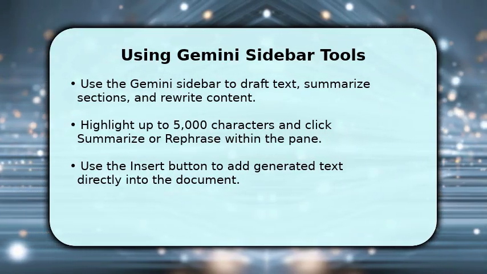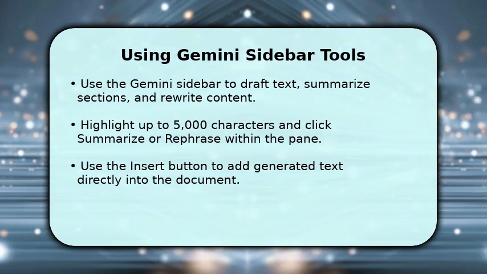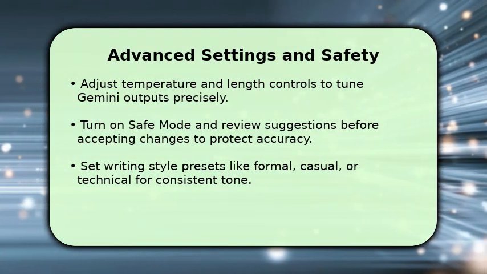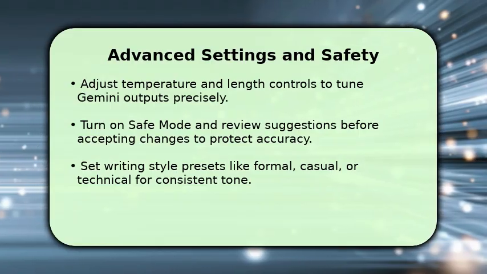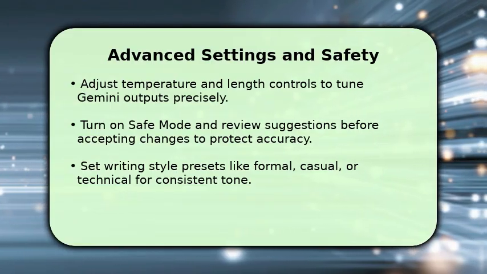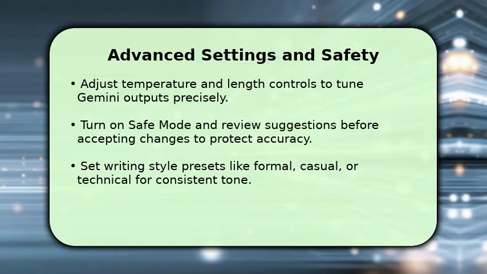Open Gemini settings in the sidebar to adjust temperature and length sliders for output control. Choose a temperature between 0 and 1. 0 to favor accuracy or 1 for creativity.